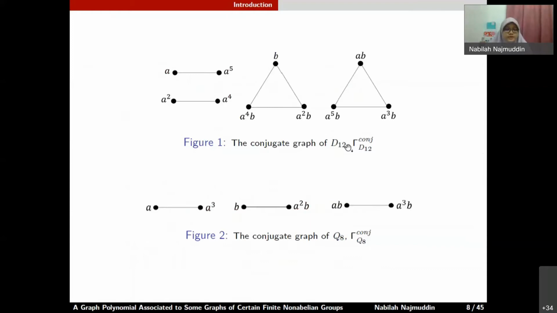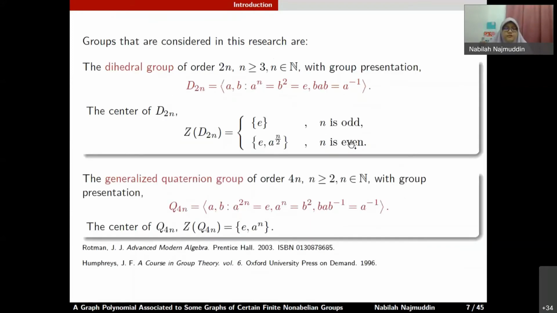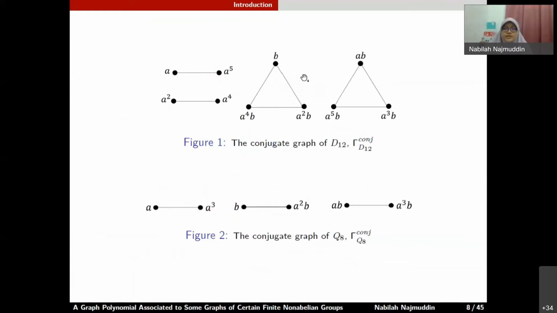So there are two centers, meaning from 12 elements, only 10 elements are considered as vertices. The vertices are adjacent when they are conjugate to each other. Similarly, for the conjugate graph of Q8, the generalized quaternion group of order 8, this is the graph.